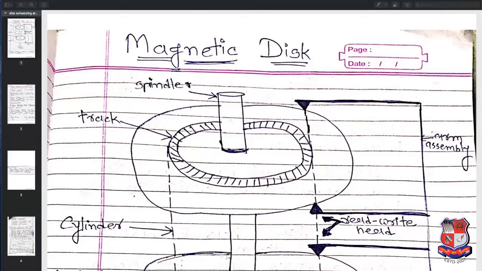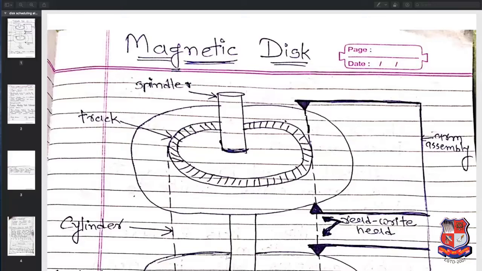Today my topic is disk scheduling algorithm. But before the disk scheduling algorithm, I will explain what is a magnetic disk. Then after that, I will explain all the disk scheduling algorithms.